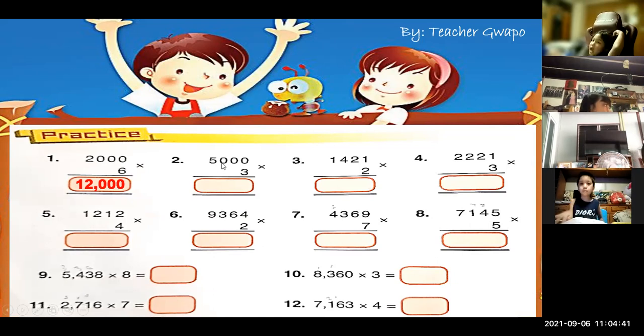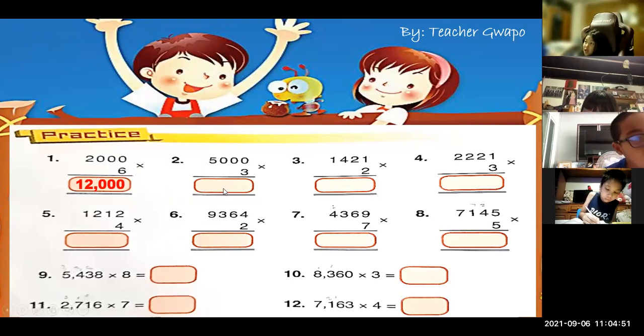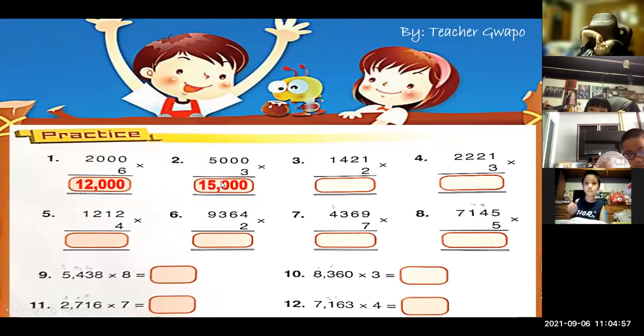So here, number 2, 5 times 3. So that is 5 plus 5 plus 5. So 5 plus 5 plus 5 is 15, right? So 15, and then we will just put 3 zeros. So that is 15,000. Okay? 15,000. Number 3. Very easy because the number is very small.